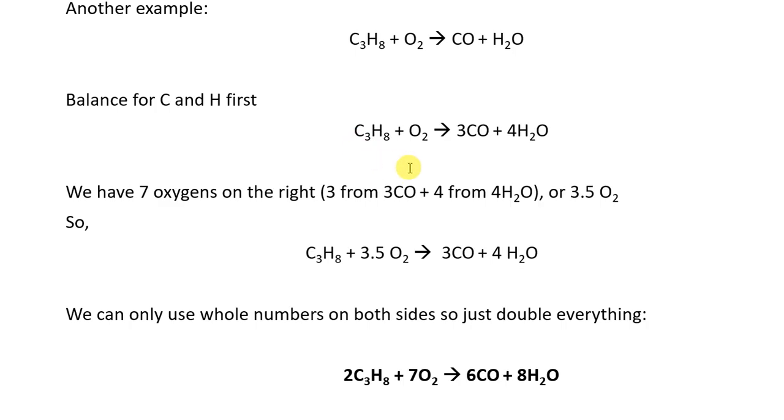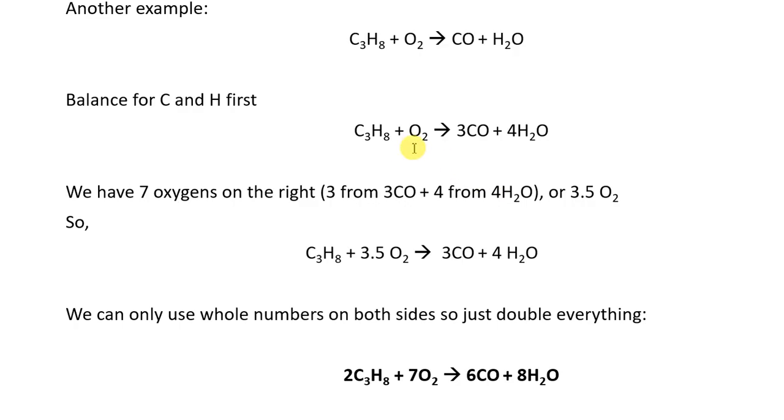C3H8, 3 C's to begin with, 3 CO. Done. H8, 8 H's to begin with, 4 H2O. That's 8. Done. O, many more on the right. Let's look at the right. 3 from the CO, because there's 3 CO. 4 from the H2O. That's 7.